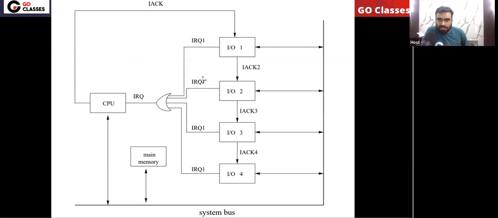In this diagram, actually this should be 2. This should be 3, and this should be 4. So this is the point. Okay, that's it.